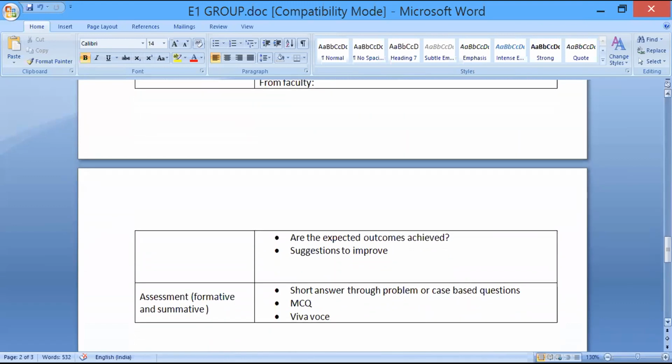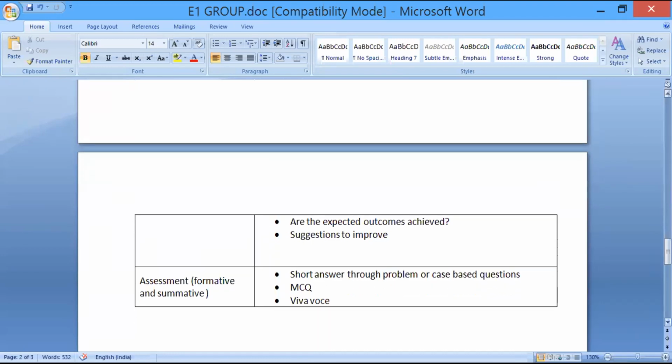And assessment is taken for both formative as well as summative assessment. Short answer questions through problem or case-based questions can be asked, in MCQ as well as viva, and of course through the OSPE stations. Thank you, ma'am.